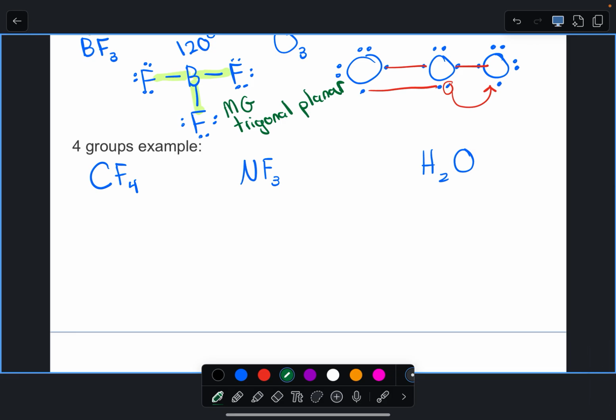So these are the 4 molecules I want you to draw Lewis structures of. They're all going to have 4 groups, but a different mix of bonds and lone pairs.